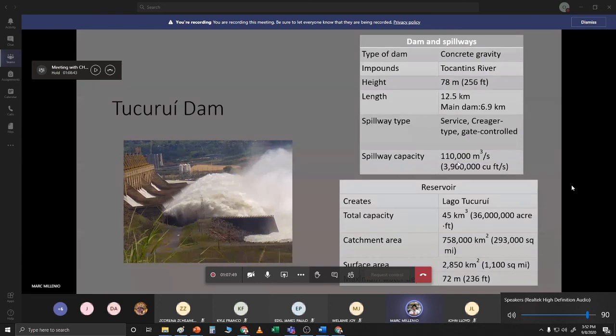For the reservoir, the name is Lago Tukuri, the total capacity of 45 cubic kilometer. The catchment area is about 758,000 square kilometer. The surface area is 2,850 square kilometer. And the maximum water depth is 72 meter.